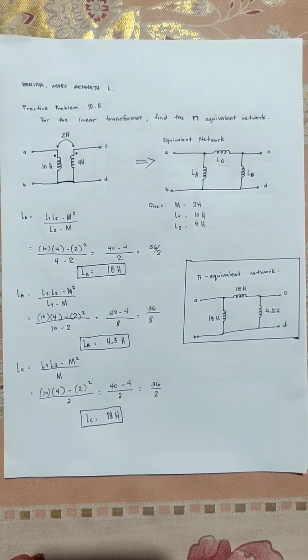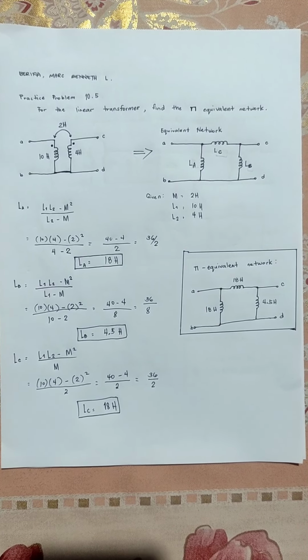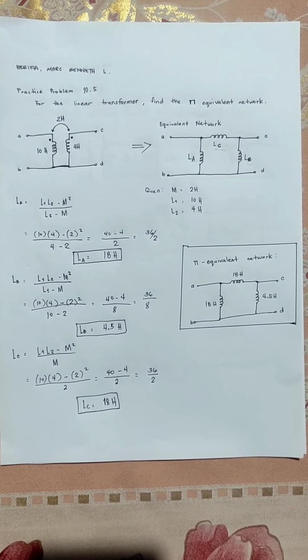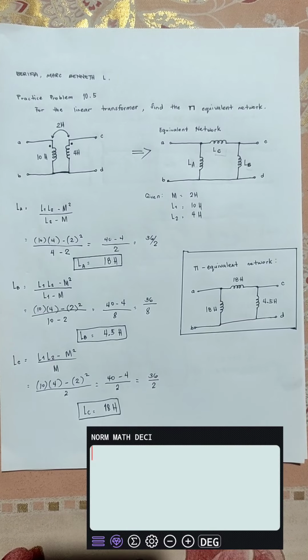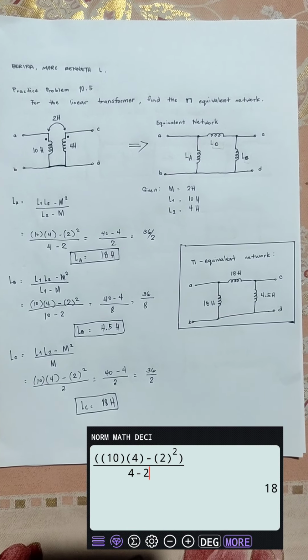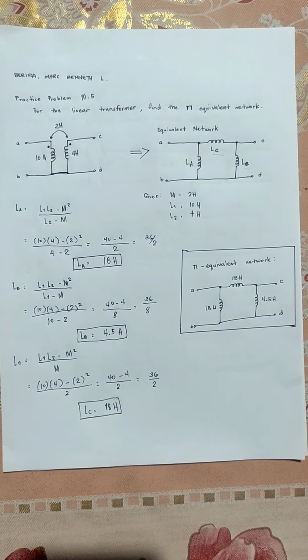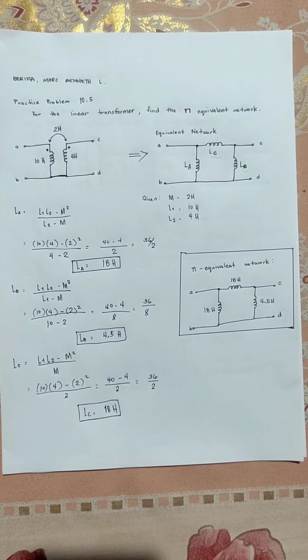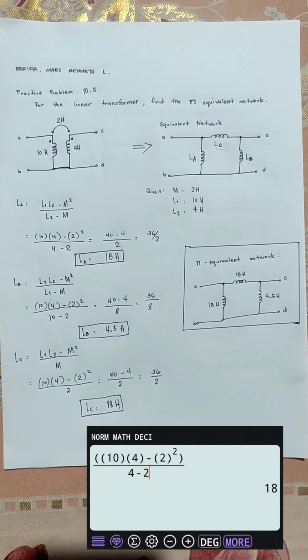For L sub A, we have the formula L sub 1 times L sub 2 minus M squared all over L sub 2 minus M. We have 10 times 4 minus 2 squared all over 4 minus 2. It is equal to 36 over 2, and our L sub A will be equal to 18 henry.